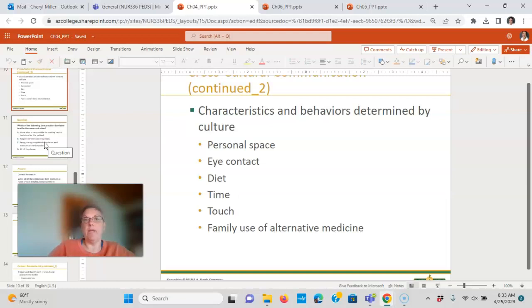So just remember that behaviors and characteristics are determined by culture: personal space, eye contact, diets, time, touch, and the use of alternative medications. So always be aware of that person's beliefs and what they want, determined by their culture. Personal space, big time. Diet, just make sure that we are asking them what food practices. It may include 2 separate refrigerators.